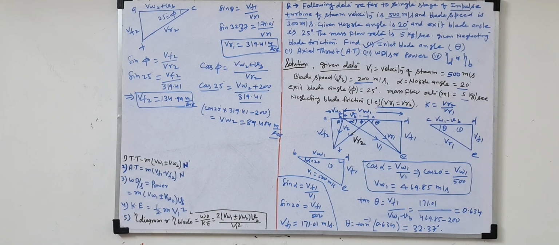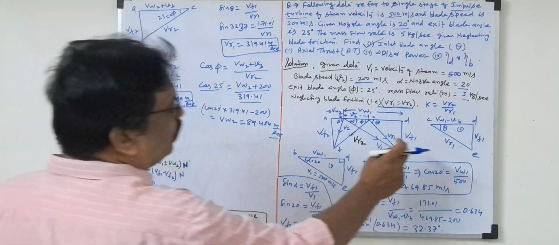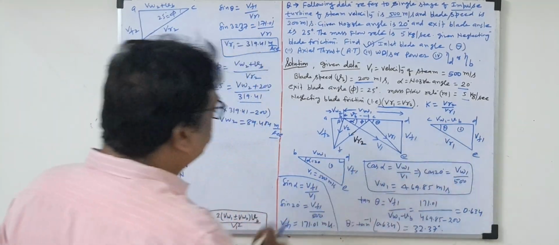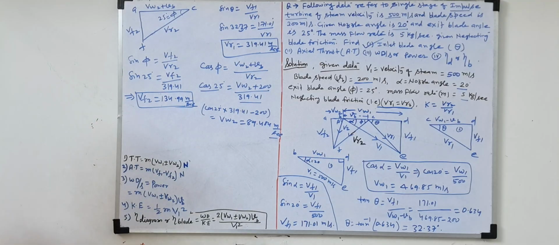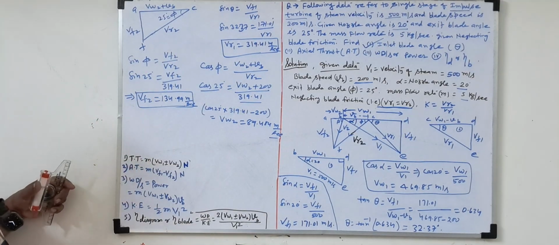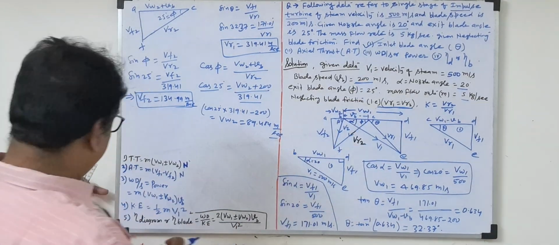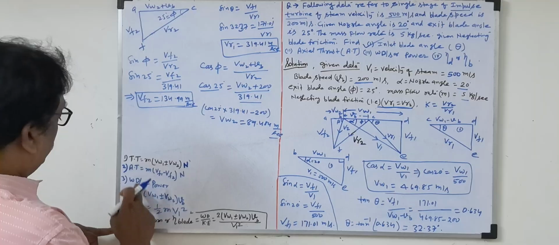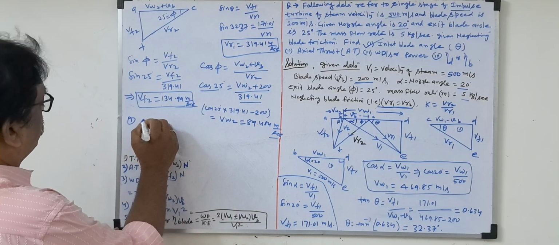VF2 we know. Now we'll check what they're asking. What purpose do we use all these triangles for? For finding the unknown velocities. All are right angle triangles, so we know sine, cos, tan, everything. Now we'll see what they're asking. The first one is axial thrust. Axial thrust, m Vf1.